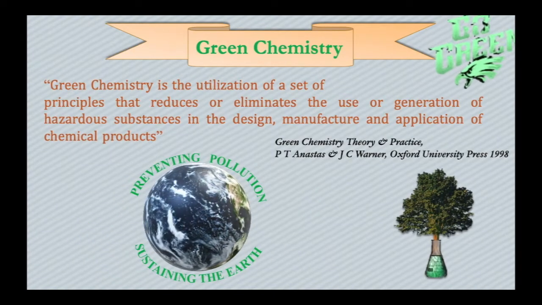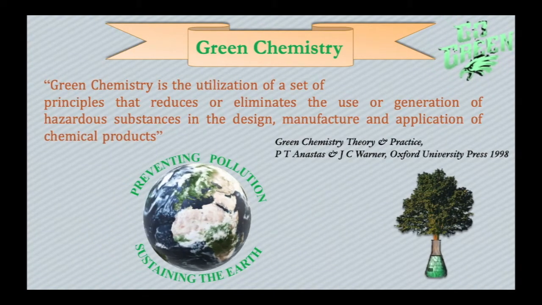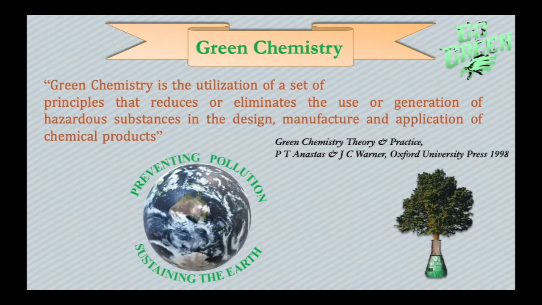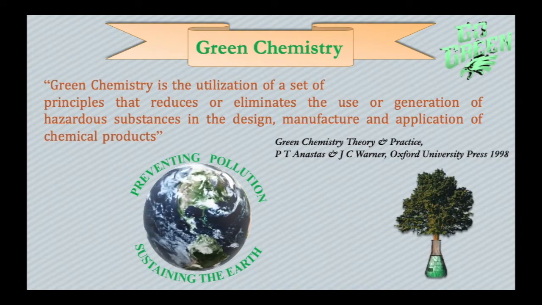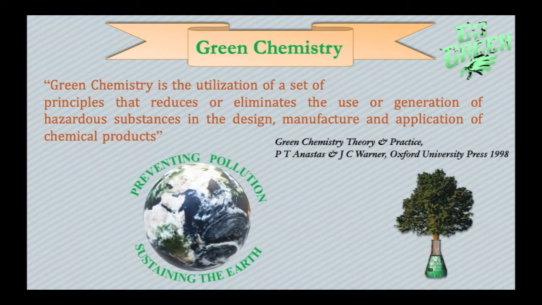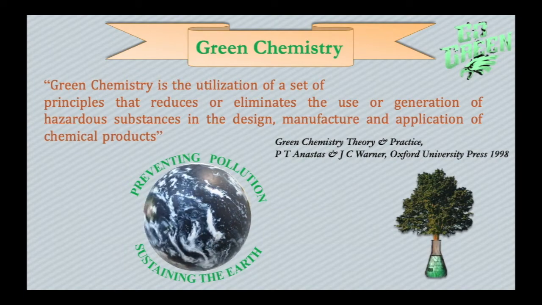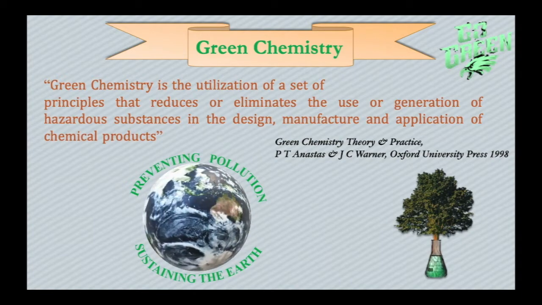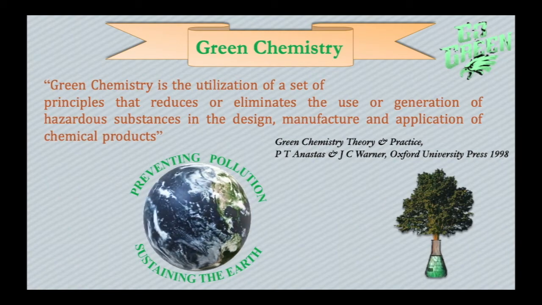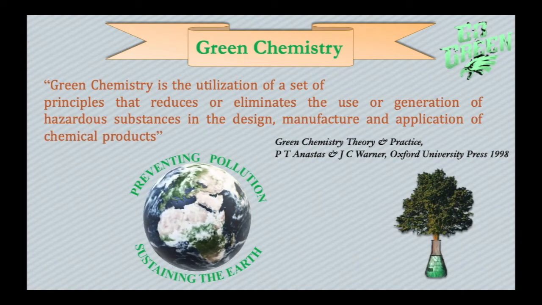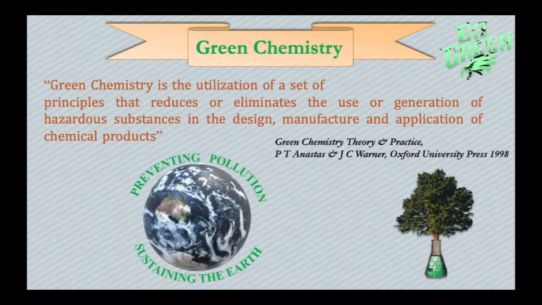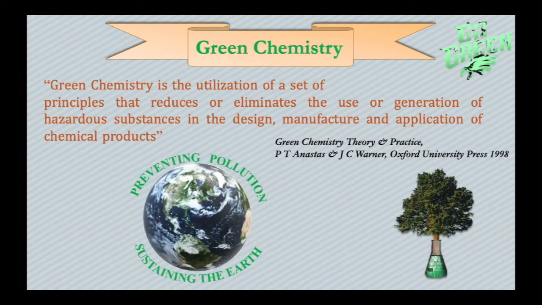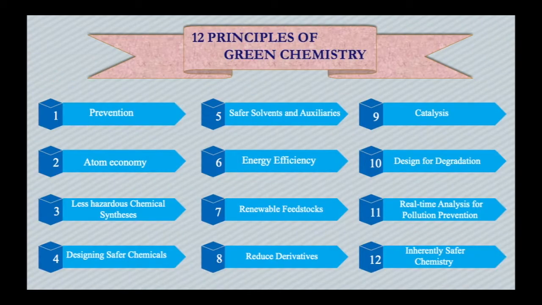Now, let us check what green chemistry is. As per the definition provided by Anastas and Warner, green chemistry is the utilization of a set of principles that reduce or eliminate the use or generation of hazardous substances in the design, manufacture, and application of chemical products. Green chemistry involves the design and redesign of chemical synthesis and chemical products to prevent pollution and thereby solve environmental problems. Here I have shown the 12 principles of green chemistry as formulated by Warner and Anastas.